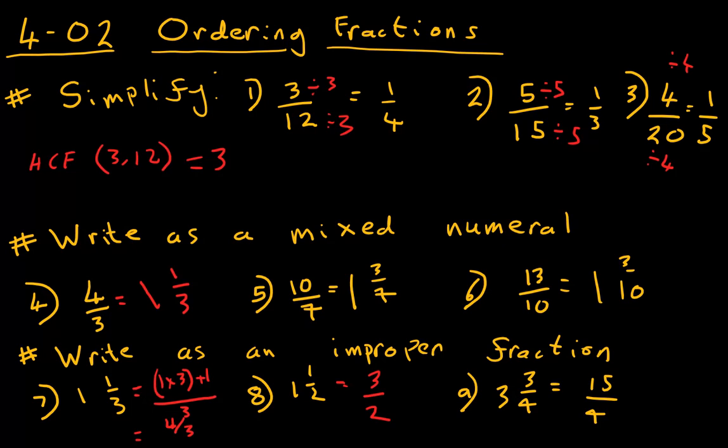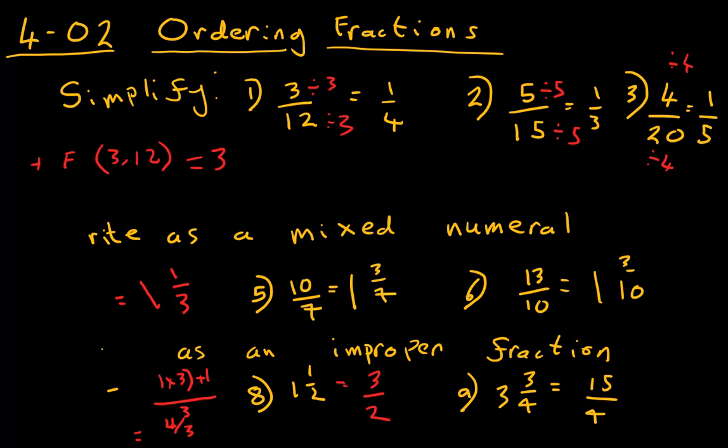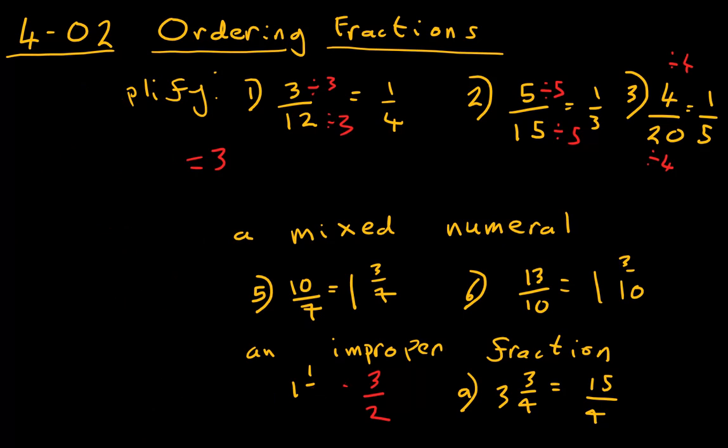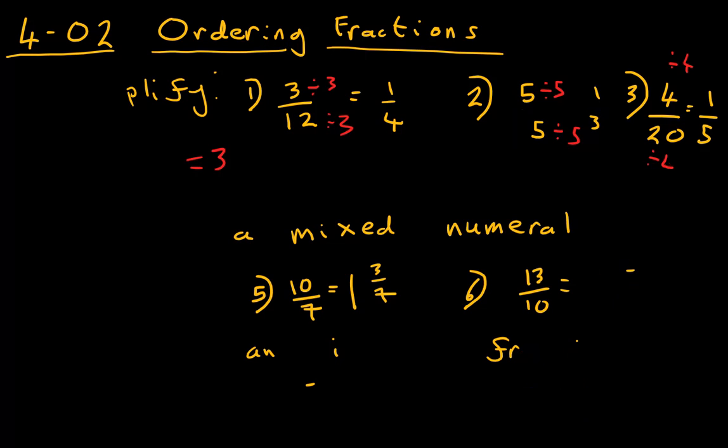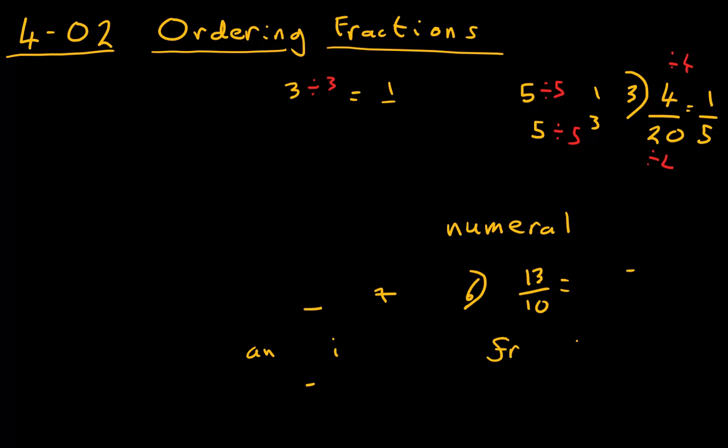We can always check to see if we have done the right thing by converting back. Okay, so let's have a look at ordering fractions. Now, before we can do this, we must be confident with finding the lowest common multiple of two numbers. So the lowest common multiple of two numbers is the lowest number which both numbers are a factor of.